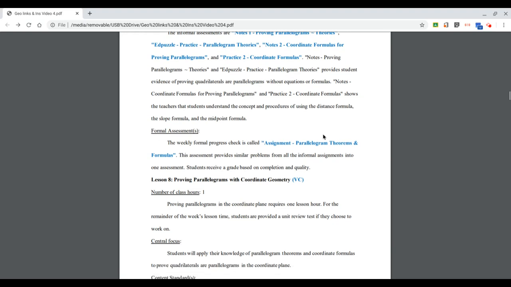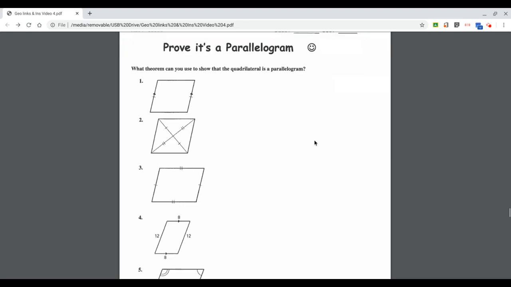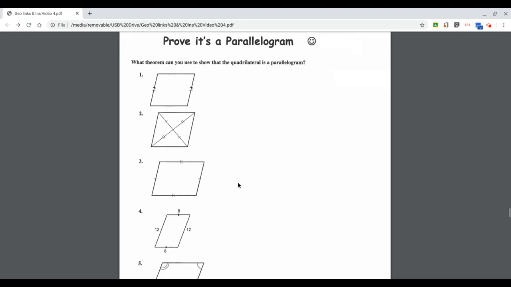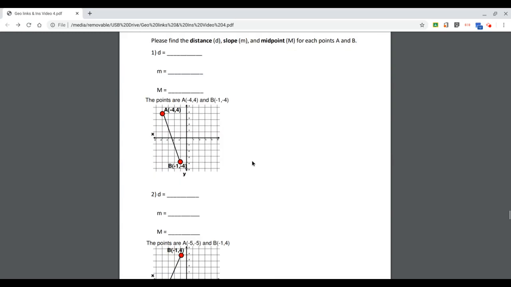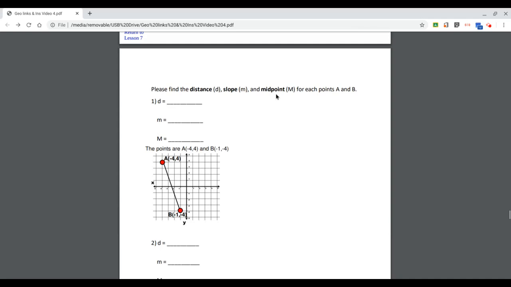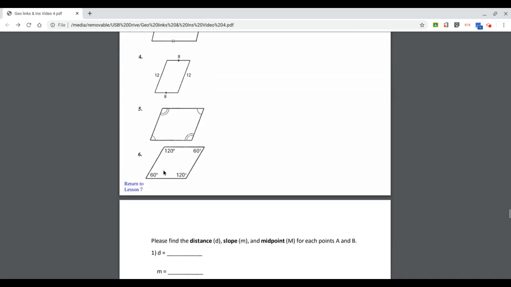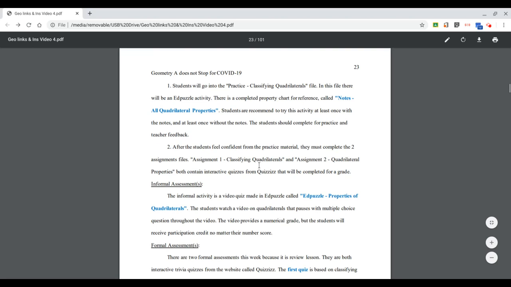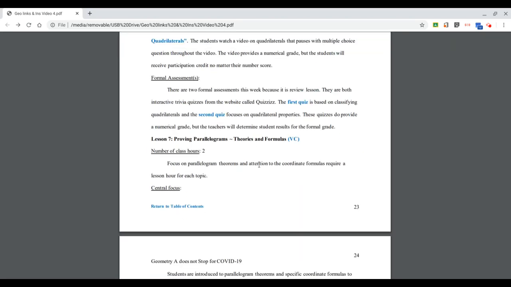And for the final assessment, we have the assignment, parallelogram theorems and formulas. And here's just straight up using theorems for the first few questions, and then only, I believe, two questions on distance, slope, and midpoint. All right, so that wraps up lesson 7. That's a hefty one because there's a lot of mathematical reasoning in developing how to prove quadrilaterals or parallelograms in the next unit, and it's very important for this overall unit. Okay, thank you very much.